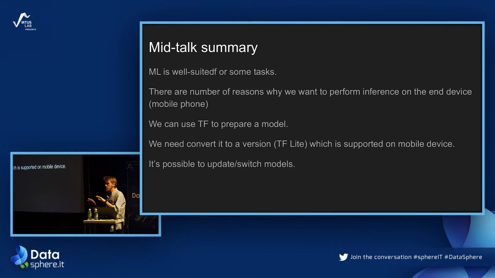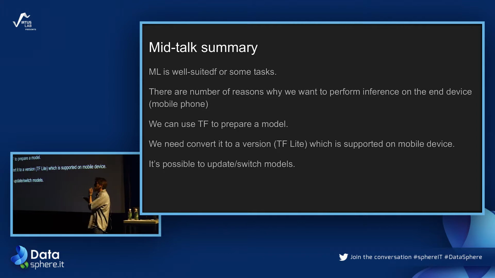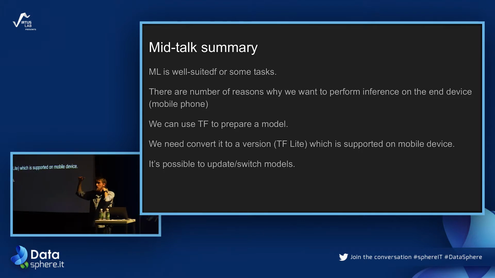So okay, right now we're somewhere halfway through my talk. To summarize, we have some tasks that we need machine learning for. There are quite a few reasons, I would argue, to do the inference on the phone, like latency and privacy. We can use a library which is well accepted and broadly used, which is TensorFlow, and we need to only be aware of the changes we need to make so that it will be compatible with a mobile device, and we can switch or change models.